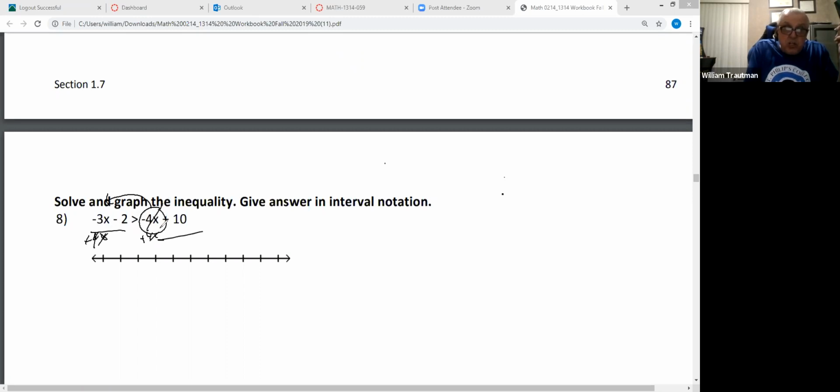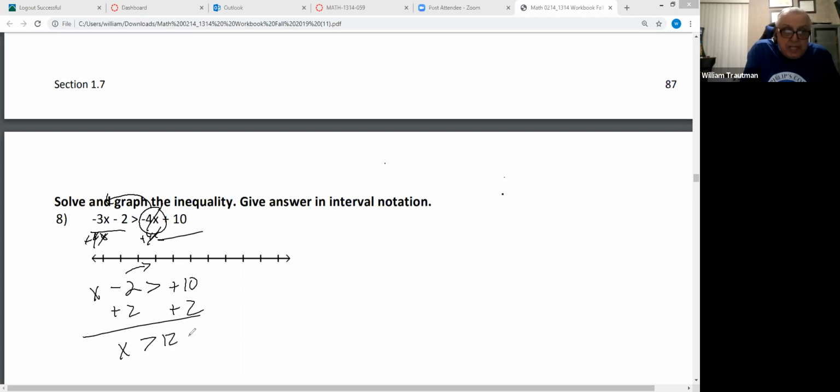4x turns to 0. Minus 3x plus 4x is 1x. This is what I'm left with, right? When I take the 4x to the other side, I'm left with a positive x. Now, if I take the 2 to the other side, I add 2, and I can read this. It says x is greater than 12. So when I solve this, x is greater than 12.